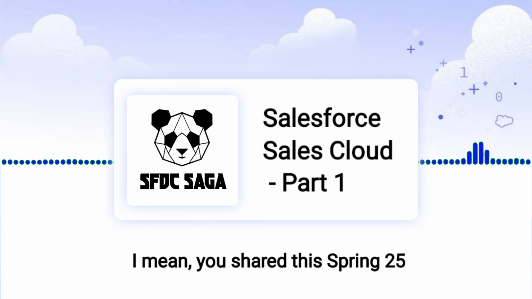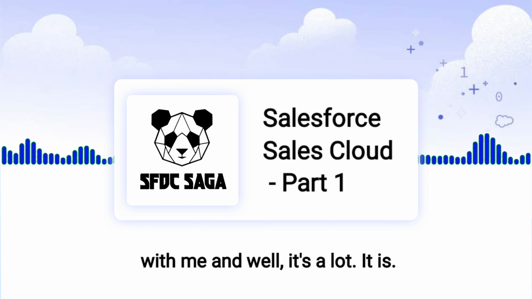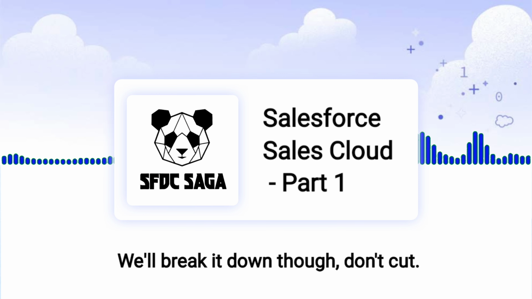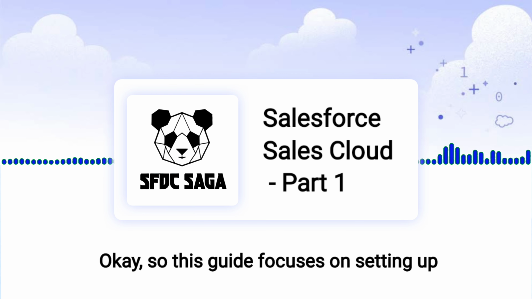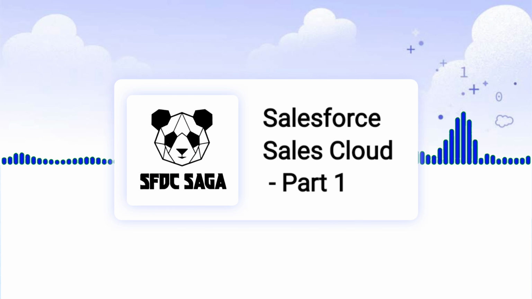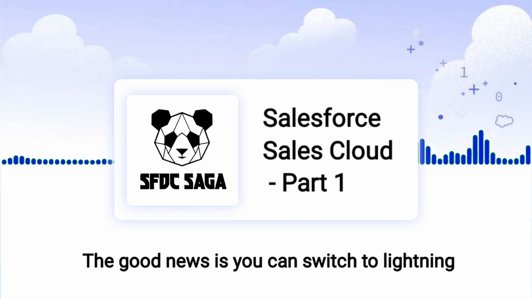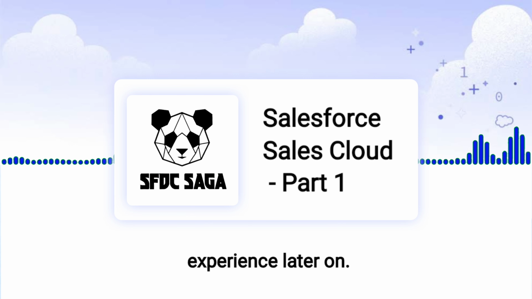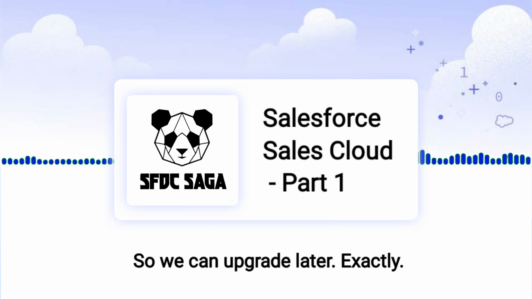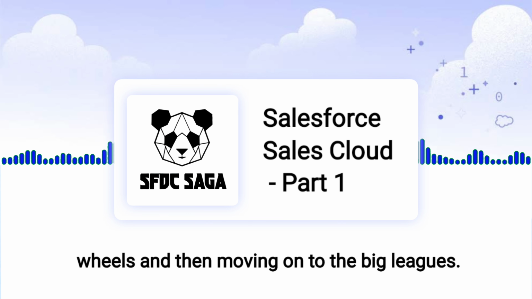Totally. I mean, you shared this Spring 25 implementation guide with me, and well, it's a lot. It is. We'll break it down, though. Don't fret. So this guide focuses on setting up a brand new sales organization using Salesforce Classic. Is that right? Yeah, the classic interface. But the good news is you can switch to Lightning Experience later on. Oh, okay. So we can upgrade later. Exactly. It's kind of like starting with training wheels and then moving on to the big leagues.